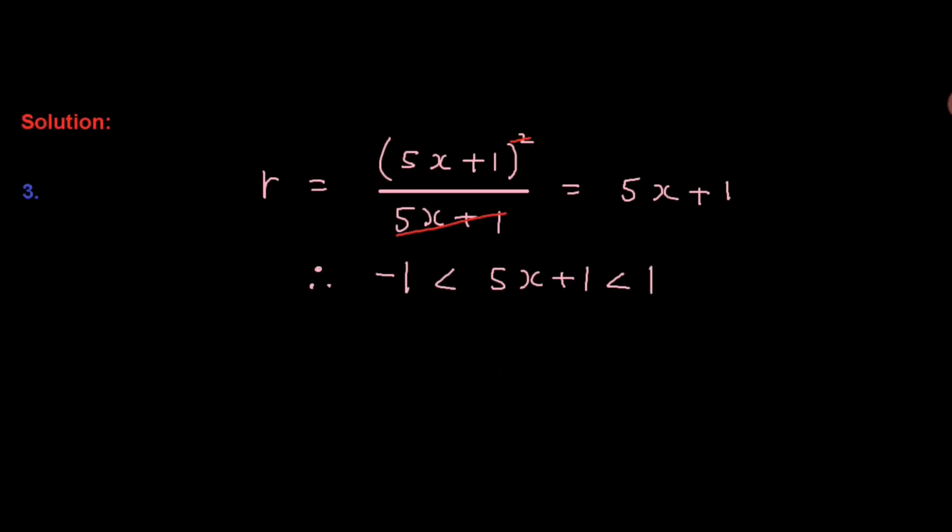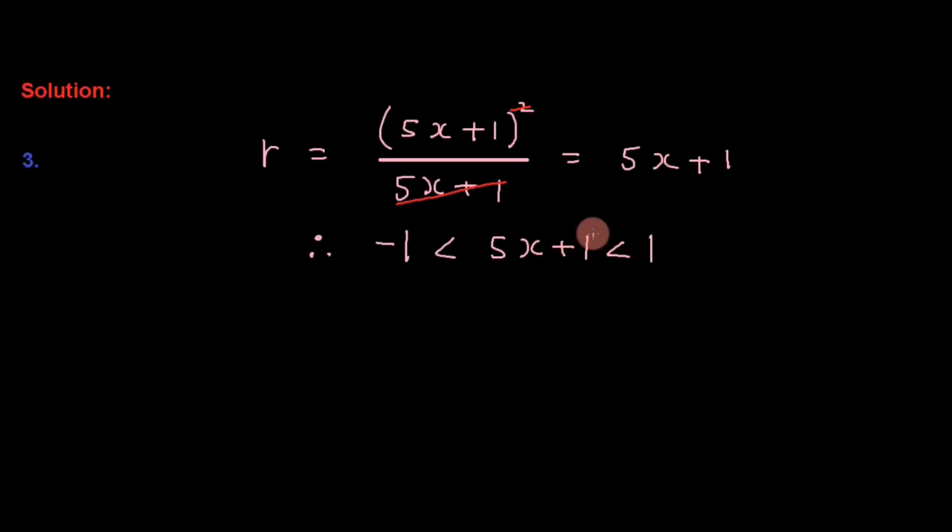Then solving for x here, we can first get rid of the 1 here by adding negative 1 through. So negative 1 minus 1 is negative 2. Here the positive 1 will cancel with the negative 1, and we're left with 5x. Then 1 minus 1 is 0.